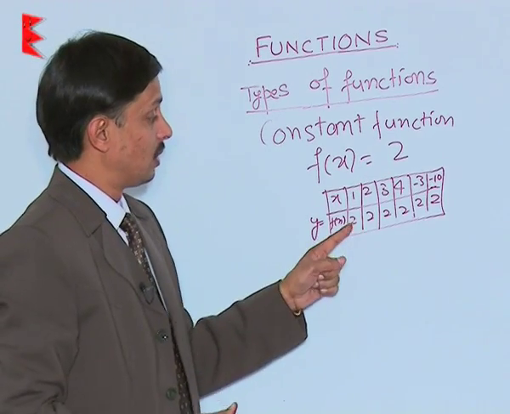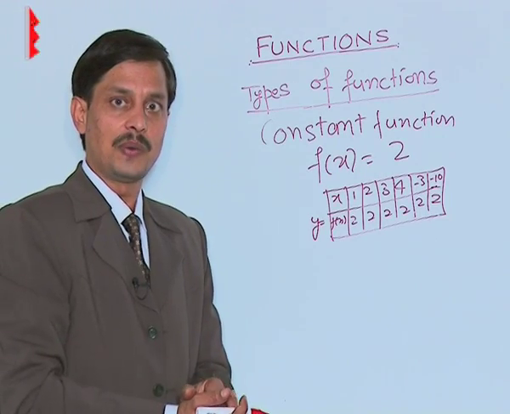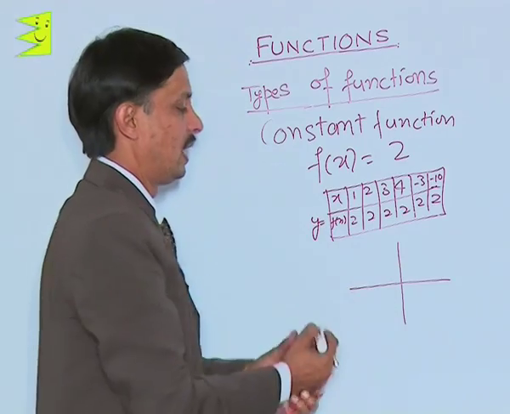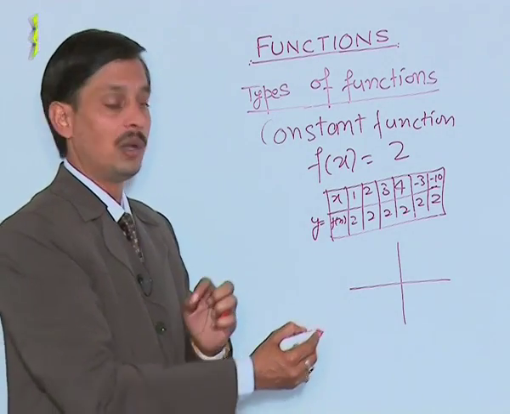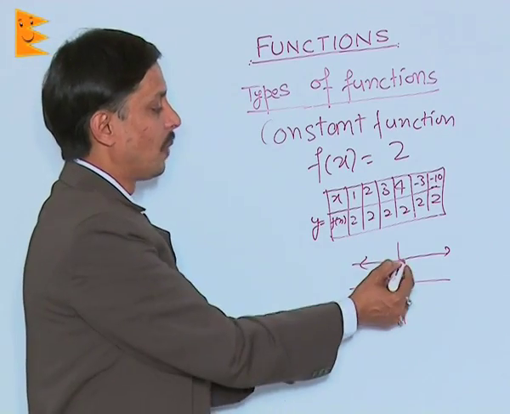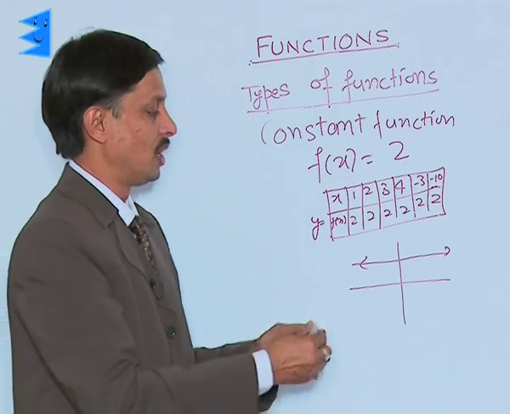It means the value of the function is not changing. That's why it is known as the constant function. And now to see the graph, this will be a line parallel to the x-axis passing through 2. So the values of x are changing, but no value of y is going to change.